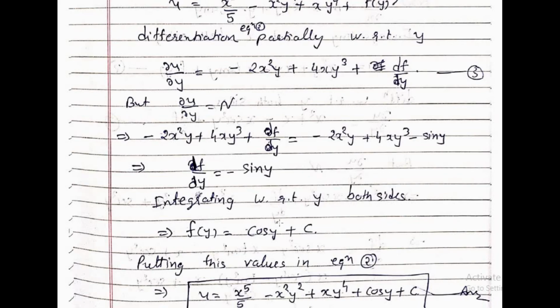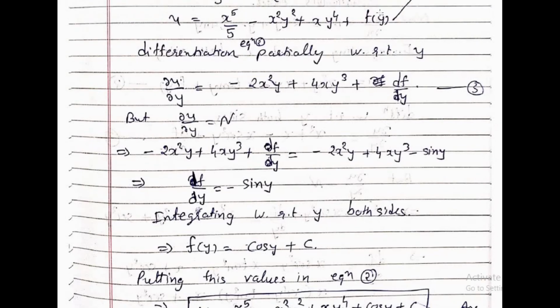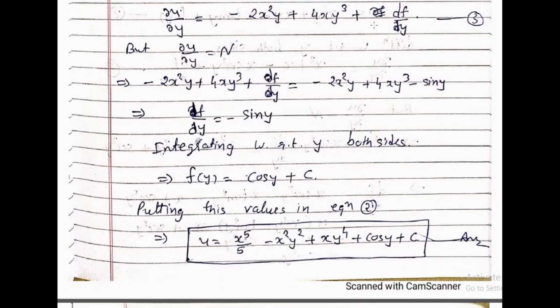And we are going to put this value in equation number 2. Here you are going to substitute f(y). So your u will be x⁵/5 − x²y² + xy⁴ + cos y plus a constant.